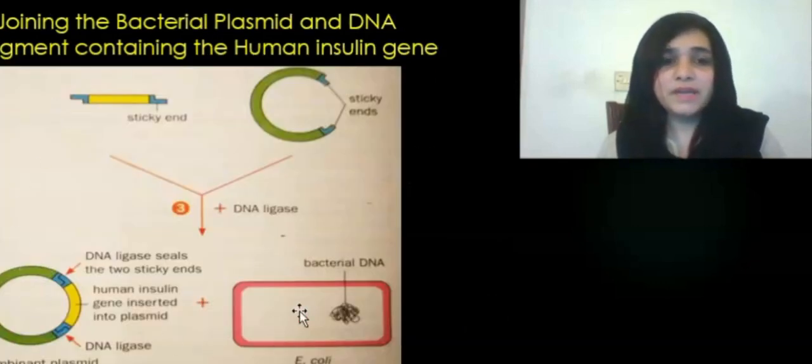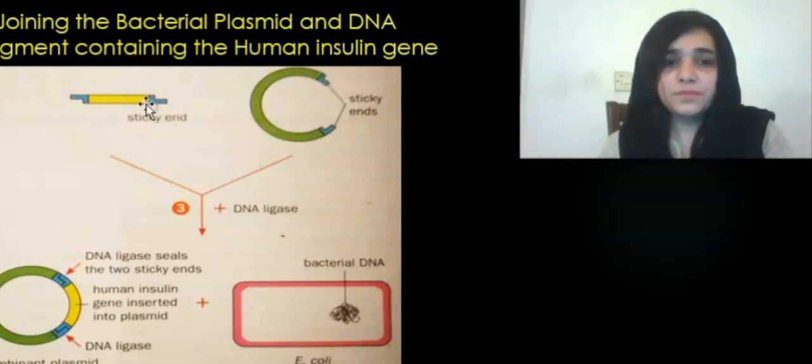Here is a diagram that explains what I have already discussed about joining the bacterial plasmid and the DNA fragment containing the human insulin gene. This is the sticky end for the human insulin gene. This is the plasmid that contains the sticky ends. Both sticky ends are produced with the same restriction enzymes.